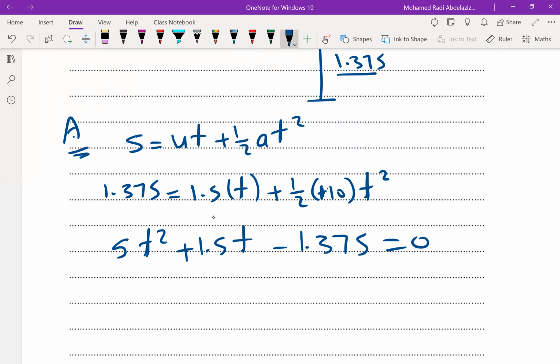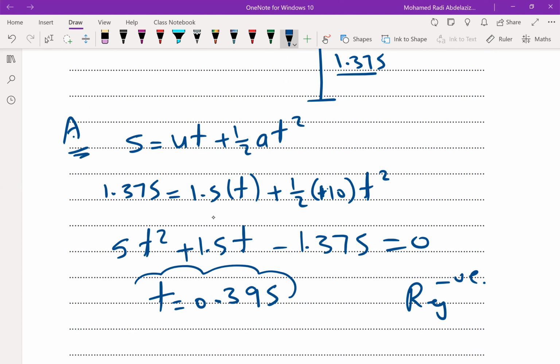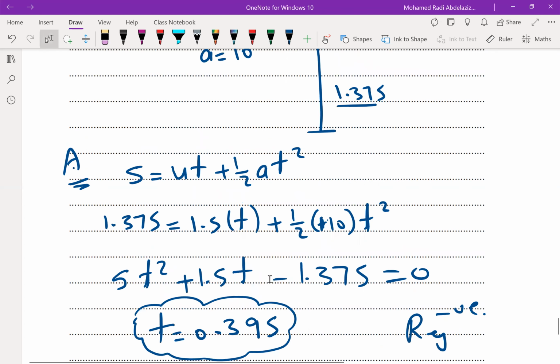By solving this equation, now the time is 0.395. The second one is negative, rejected. So the time taken to reach the ground is 0.395. What about particle B?